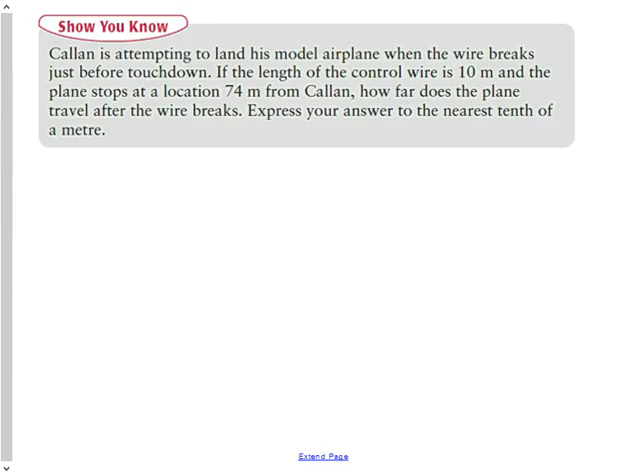Okay, now it's your turn. So here's your story problem. I'll read it for you, then you can try it yourself. Callan is attempting to land his model airplane when the wire breaks. So if I get my marker out and get my creative pen, we'll make this Callan. There's Callan right there, standing in the middle with his plane on a wire.